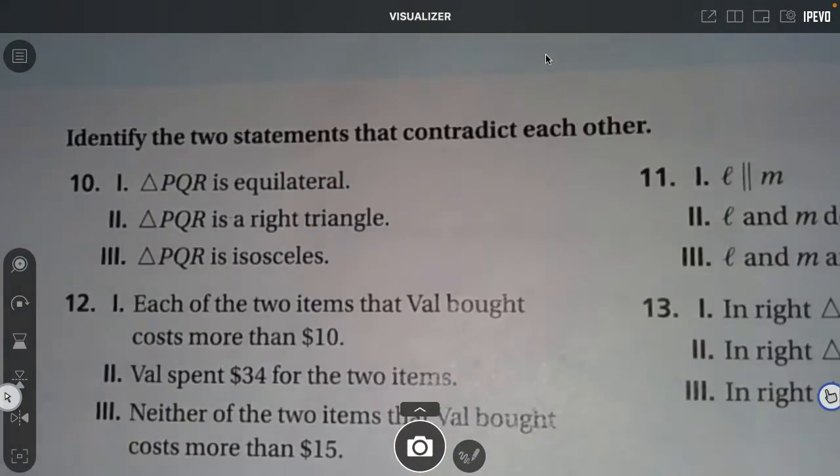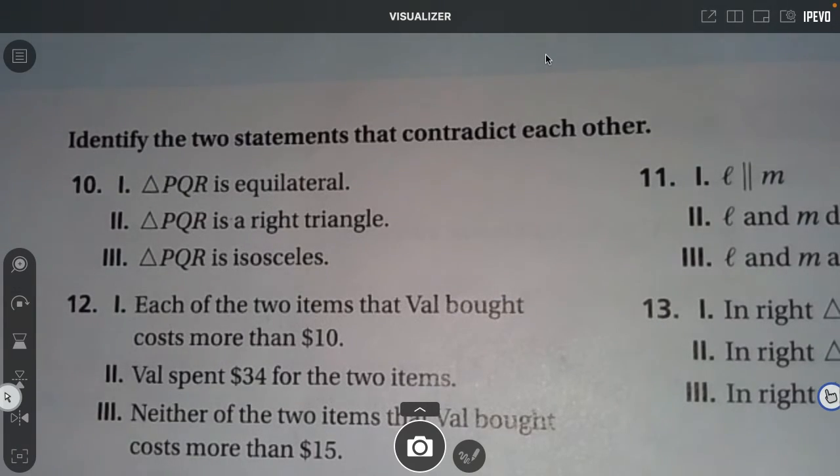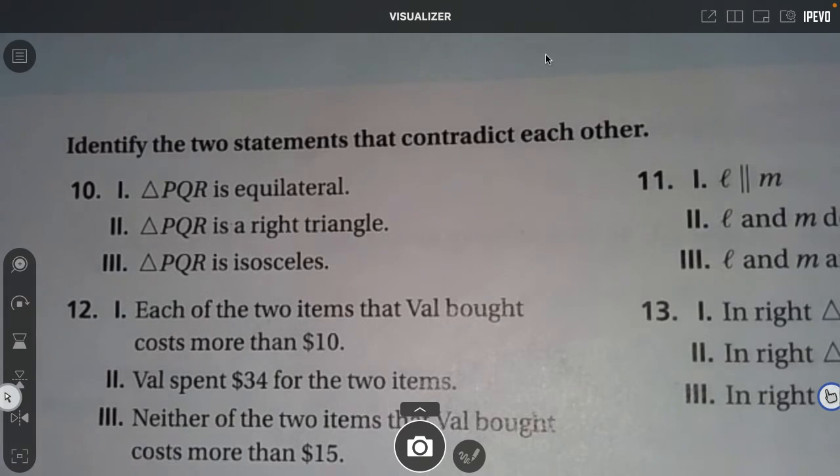Let's look at number 10. It's very similar. PQR is equilateral. These are all triangles. So what does equilateral mean? All the sides are the same. What does that mean about all the angles? If all the sides are the same, what else do you know? All the angles are the same.